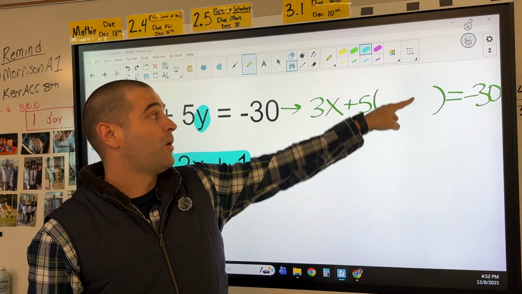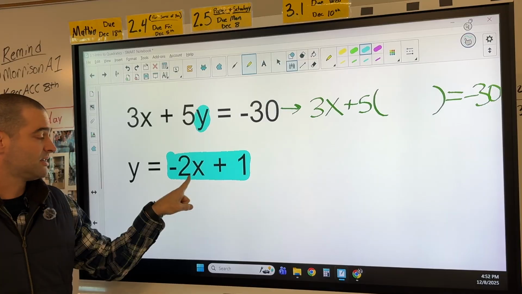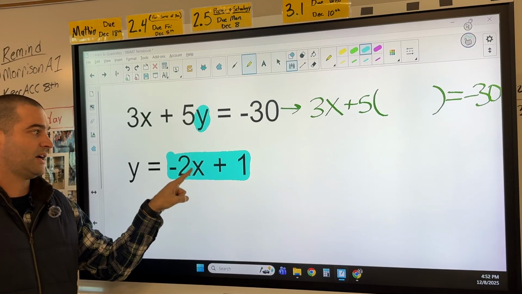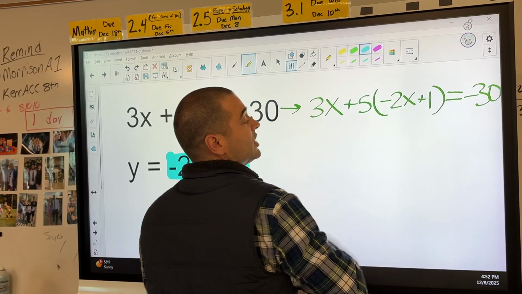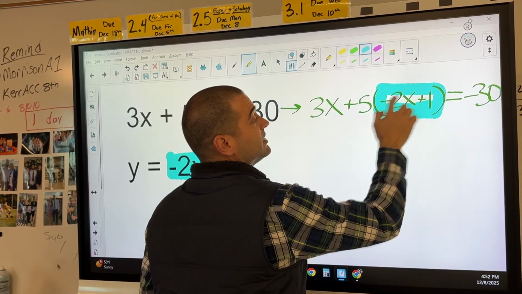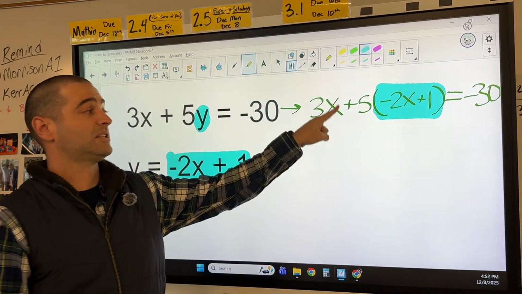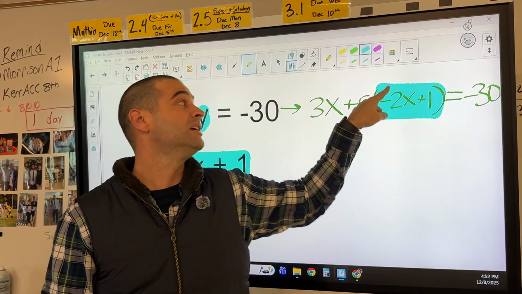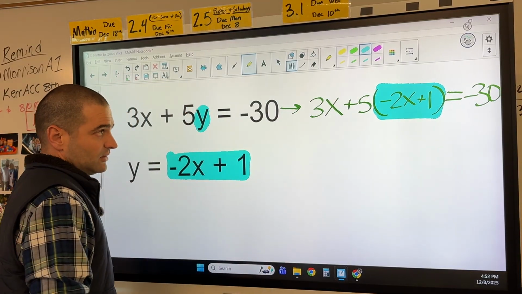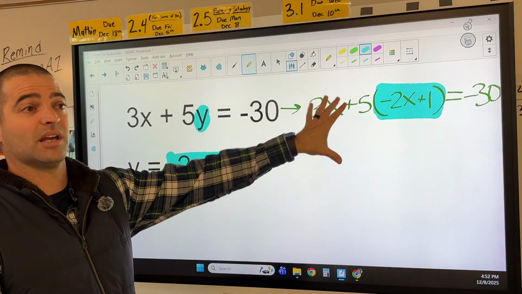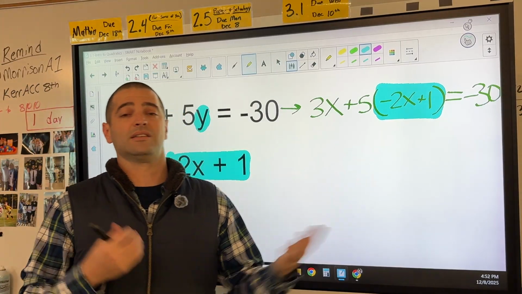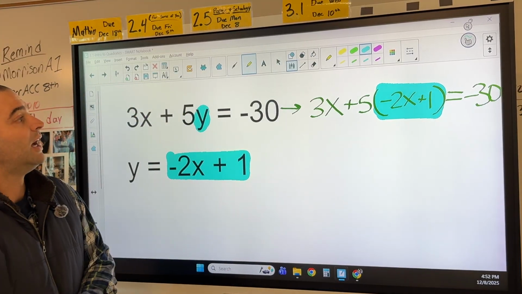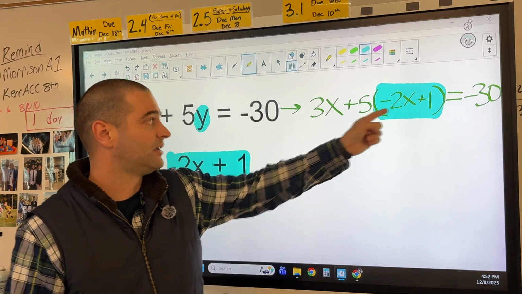Instead of saying 5y, I'm going to say 5 times this guy, right? This right here, negative 2x plus 1. y is equivalent. So this is still the same equation. It's still 3x plus 5y equals negative 30. There was just a substitution made. Instead of saying y, we said something equivalent to y. It's like instead of giving you $1, I could give you 4 quarters. It's the same thing, but just different. This is y, but different.